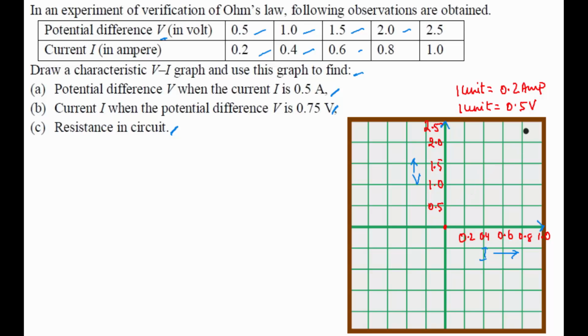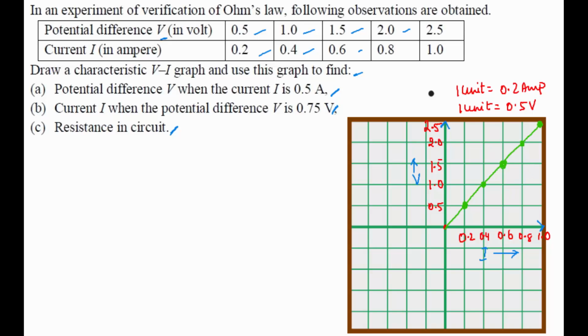Now let's plot the graph. For 0.2 it is 0.5, this point, and for 0.4 it is 1.0, and for 0.6 it is 1.5, and for 0.8 it is 2.0, and for 1.0 it is 2.5. So the graph will be a straight line like this.